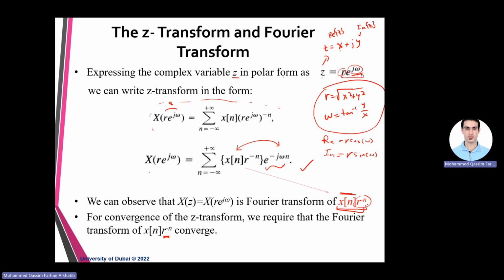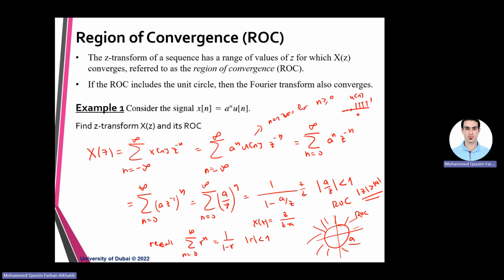So for this transformation to hold, basically to converge, it should not go to infinity. For the Z transform, we require that the Fourier transform of this one also converges. We will not use this concept. We'll just focus on the Z transform and see where the region of convergence is. The region of convergence is basically the values where the transformation exists. We did this concept last week in the Laplace transform, and here we're going to do the same. All right, so the Z transform of a sequence has a range of values of z where X of z converges. So this is the region of convergence.